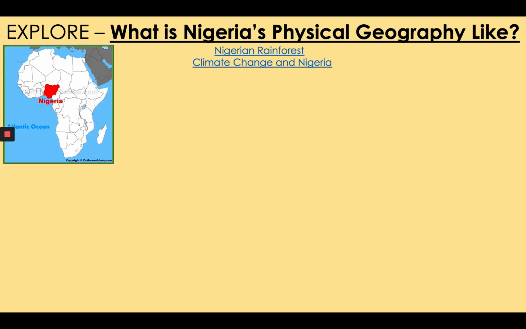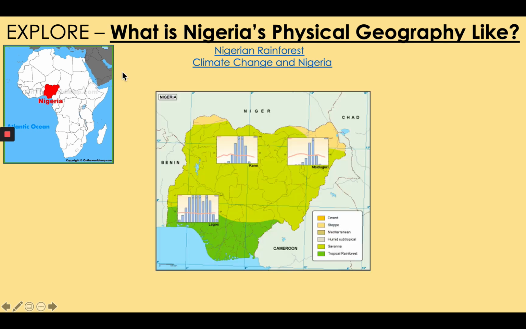So Nigeria is a country located in West Africa here. The south of Nigeria is almost on the equator, and the north of Nigeria is near the desert latitudes. So what does that mean? Let me show you. Here is a map of Nigeria's different climate zones. So, basic introduction to each one of them.